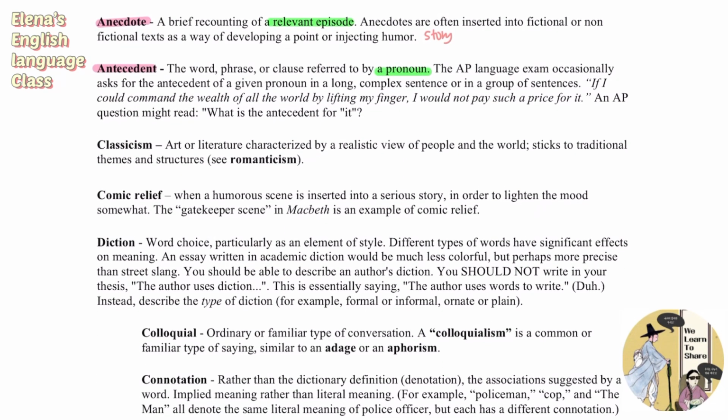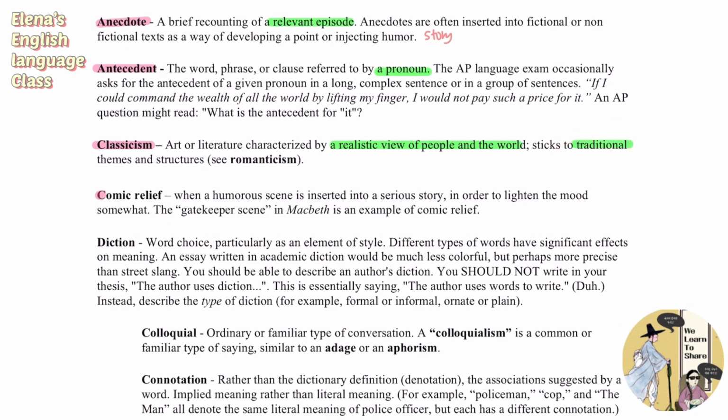Next, we're going to look at classicism, which is literature characterized by a realistic view of people in the world, and sticks to traditional themes and structures. You can see romanticism a couple more pages after. And you can just remember this as something classic, right? That sticks to the traditional themes.